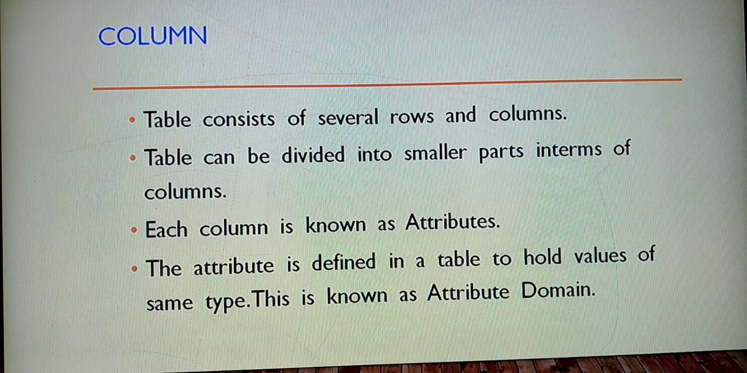Tables can be divided into smaller parts, that is in terms of column. The column is known as an attribute. The attribute is defined in a table to hold values of the same type. This is known as your attribute domain. Each and every column in the table will have the same data type, same type only. That is known as attribute domain.